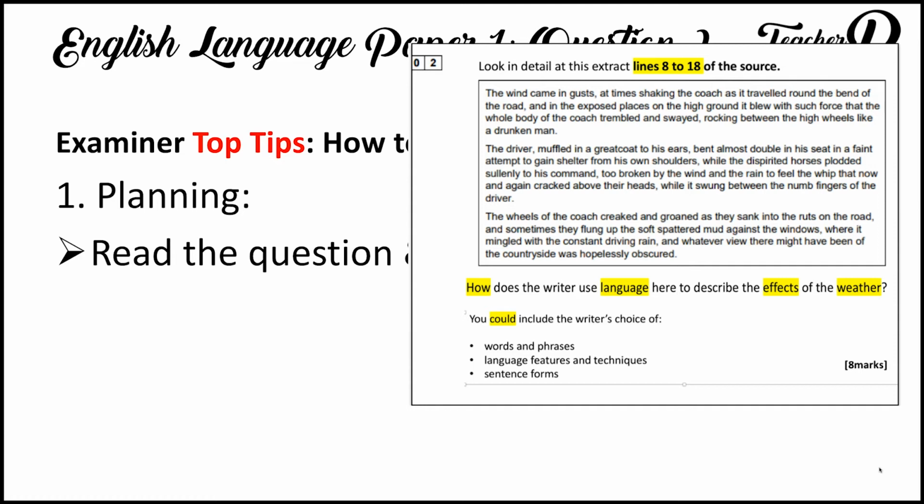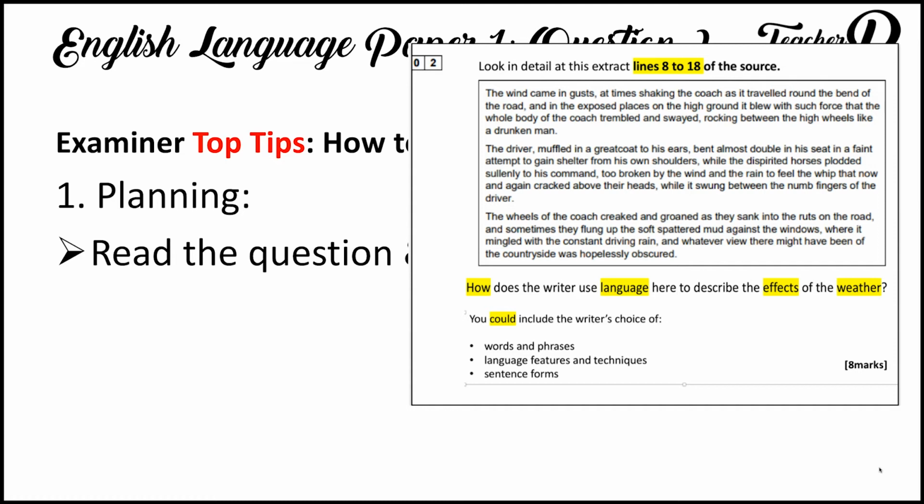explain the how, so the why the writer has used that simile or the metaphor, etc. You might want to highlight the word language to make sure that your work is focused on finding language techniques, and the word effects to make sure that you're constantly linking it back to the effect on the reader. What is the writer's intention?